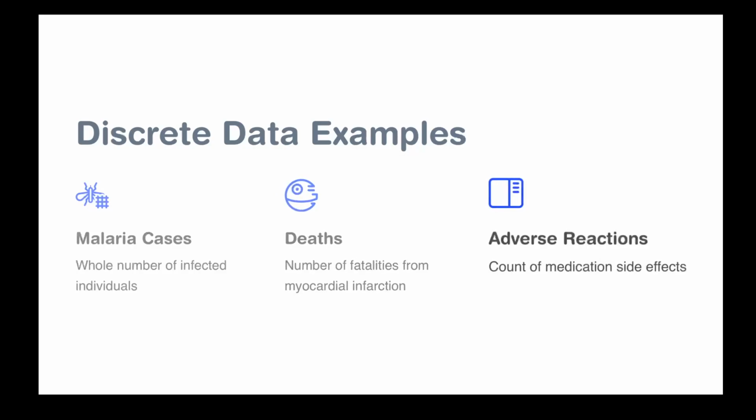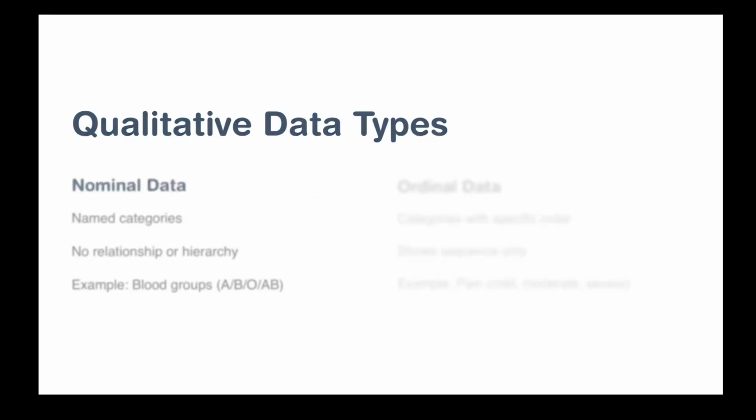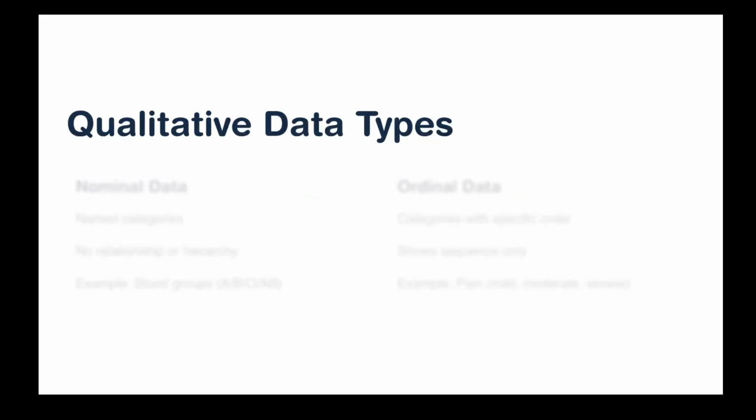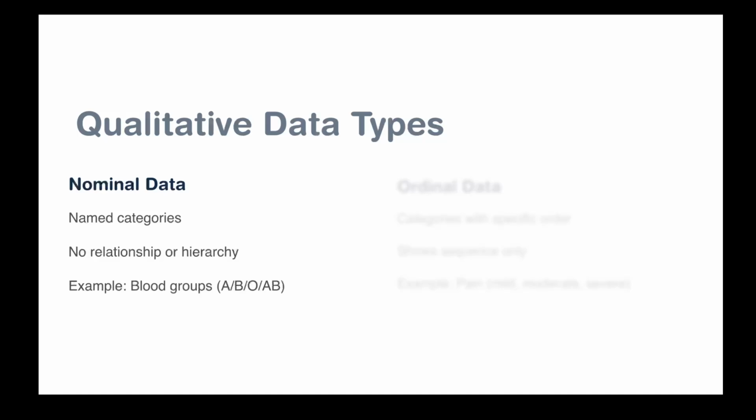If you want to quantify adverse reactions, we count the number of medication side effects. Qualitative data types are subdivided into nominal and ordinal. Nominal data are named categories. That is, there is no relationship or hierarchy in this. It's just like a color or something like that. You can't rank between those two; nothing is superior or inferior. It's just the types. That's called nominal.